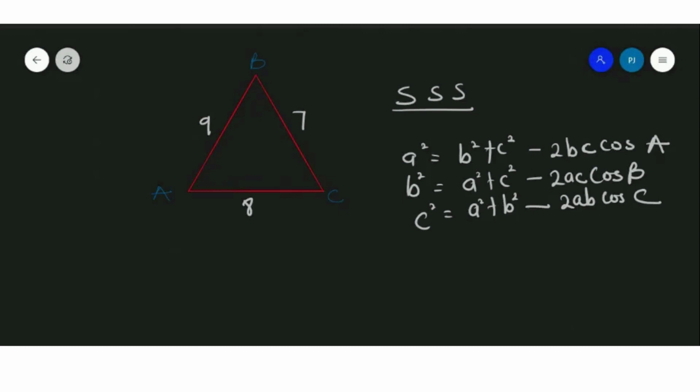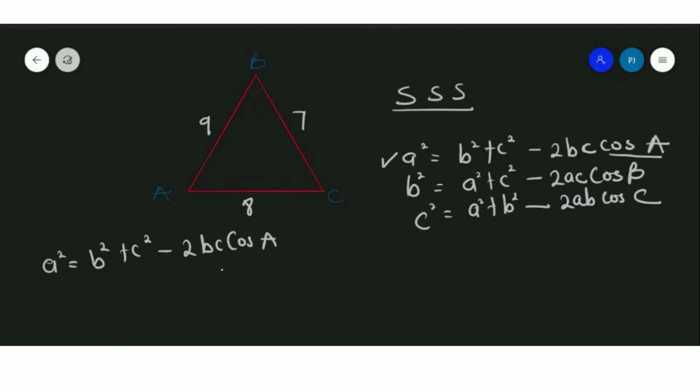So let's choose the angle that you most likely prefer to solve. I would love to use the first one. That's just my choice. You can use any one that you want and then just solve for the angles. So for A, all I have to do is make cos A the subject of the formula. So I would say a squared is equal to b squared plus c squared minus 2bc cos A.